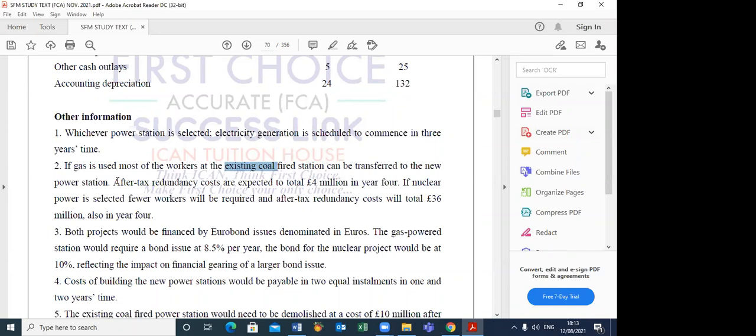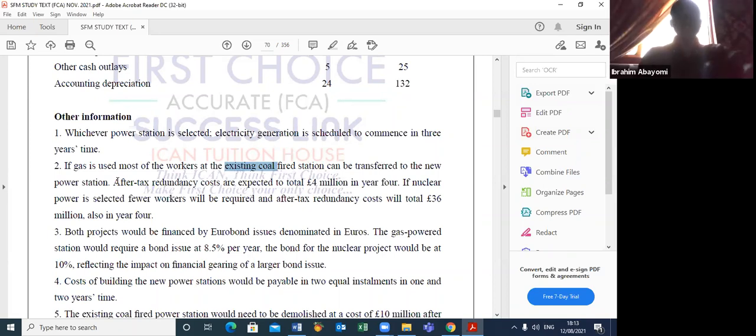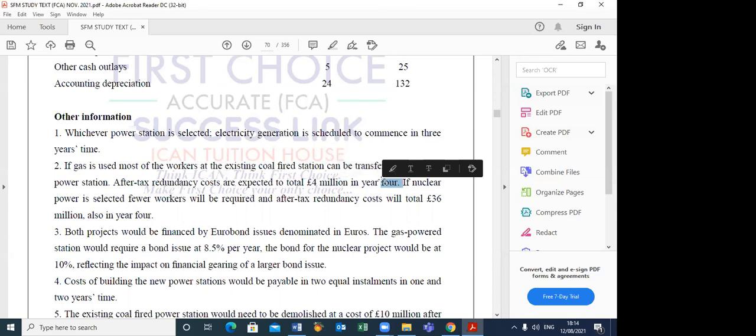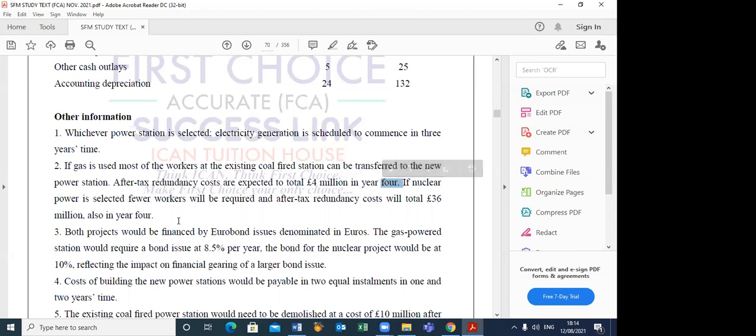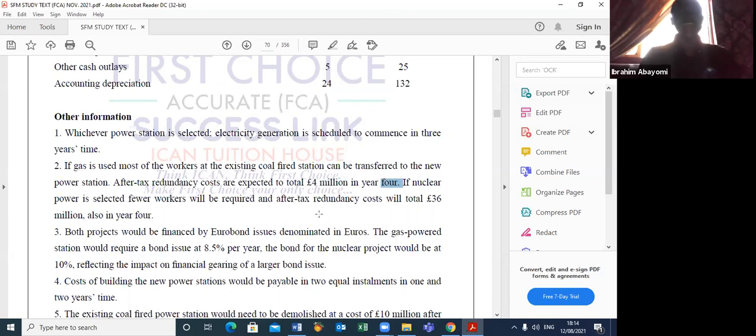And those staff that will be laid off, we will pay redundancy cost. The redundancy cost is expected to be 4 million naira, and we are going to pay the redundancy cost in year 4. If nuclear power is selected, fewer workers will be required, and after-tax redundancy cost will total 36 million, also in year 4.